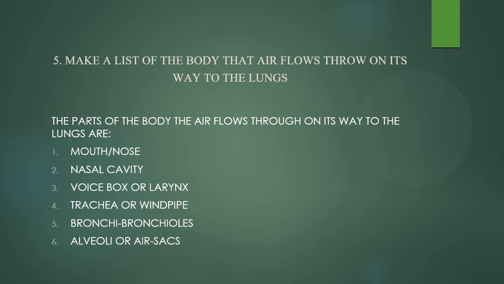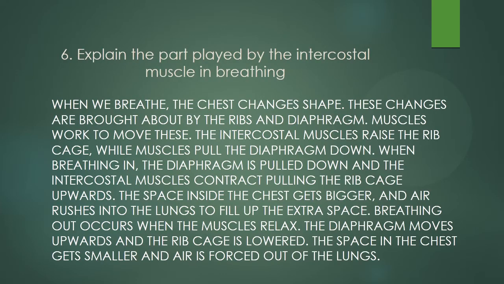5. Make a list of the parts of the body that air flows through on its way to the lungs. The parts of the body the air flows through on its way to the lungs are: 1. Mouth or nose. 2. Nasal cavity. 3. Voice box or larynx. 4. Trachea or windpipe. 5. Bronchi and bronchioles. 6. Alveoli or air sacs.